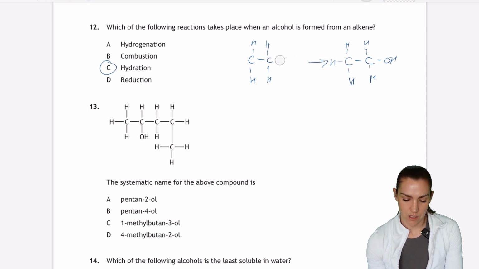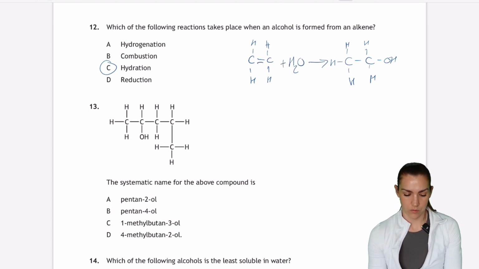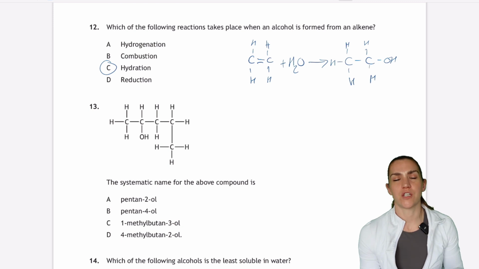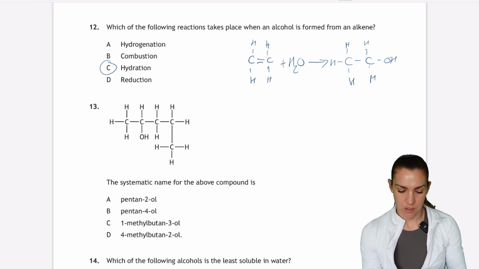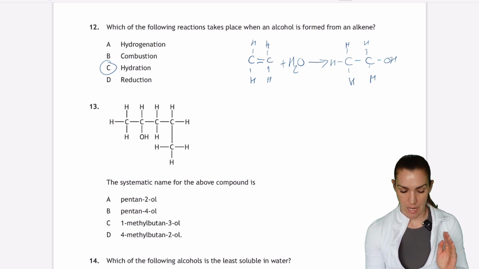If hydration wasn't there, you would just refer to it as addition, but we've had to add a molecule of water. Hydrogenation is where you've added just hydrogen, so that's how you would convert an alkene into an alkane.